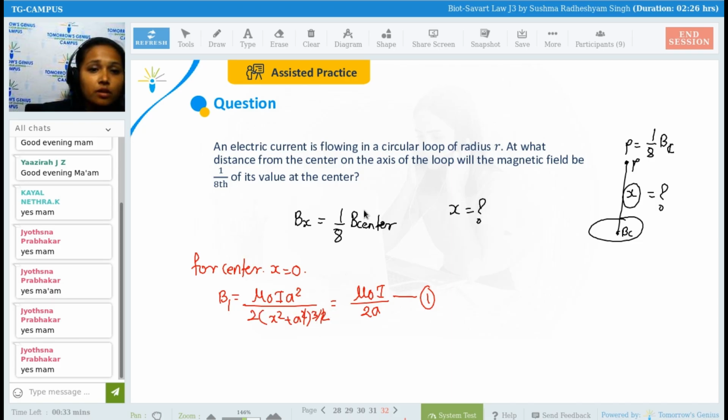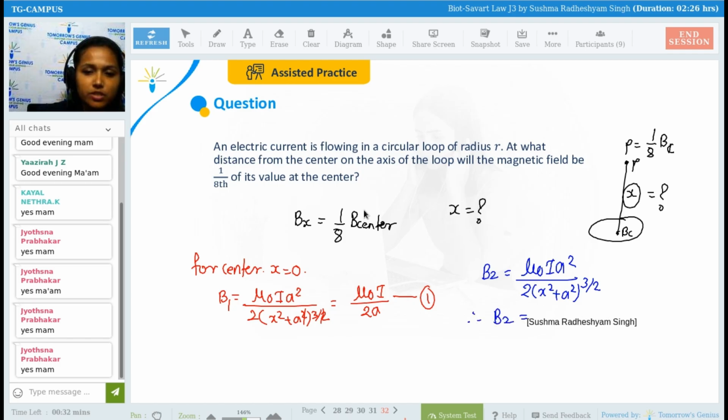Now they say at what distance from the center along the axis of your loop the magnetic field is 1/8 of B1. So B2's formula is mu naught I a square over 2 (x square plus a square) power 3 by 2. This is your B2. And the relation is B2 is equal to 1/8 times B1. This is your relation. Clear this first of all.